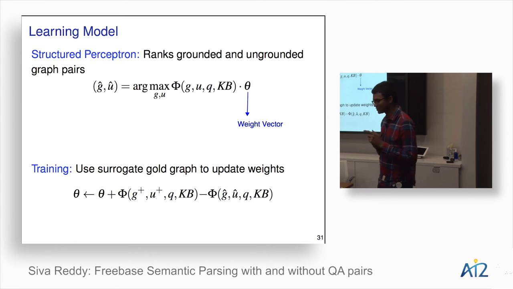Yeah, that's a good question. So what we do is we also rank the surrogate gold graphs using our current model, and then pick the best one there.